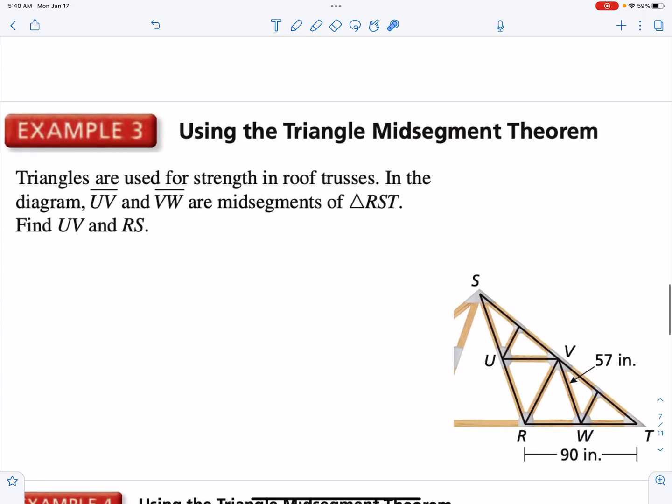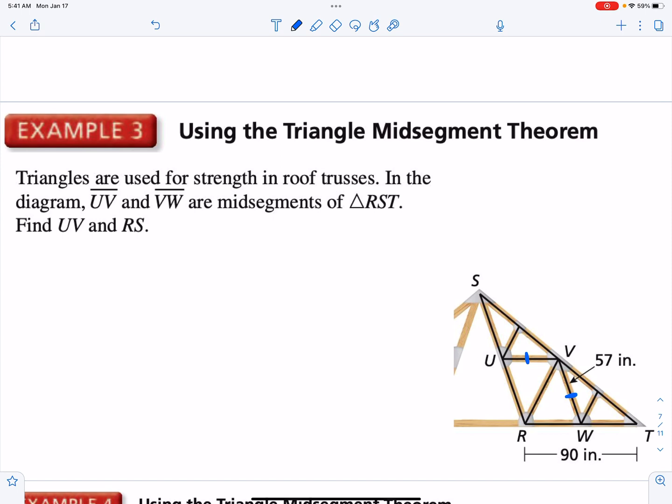All right, so in this problem, it says we have some roof trusses, and it says we want to find the lengths of these midsegments. So if you look at here, it says that UV and VW are midsegments. So we can mark those right there. There's the UV and VW are the midsegments. And we want to find UV and RS.